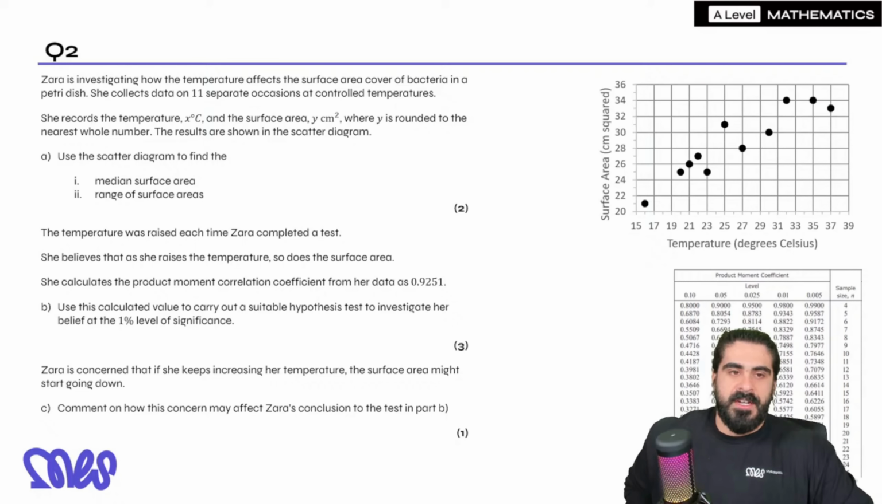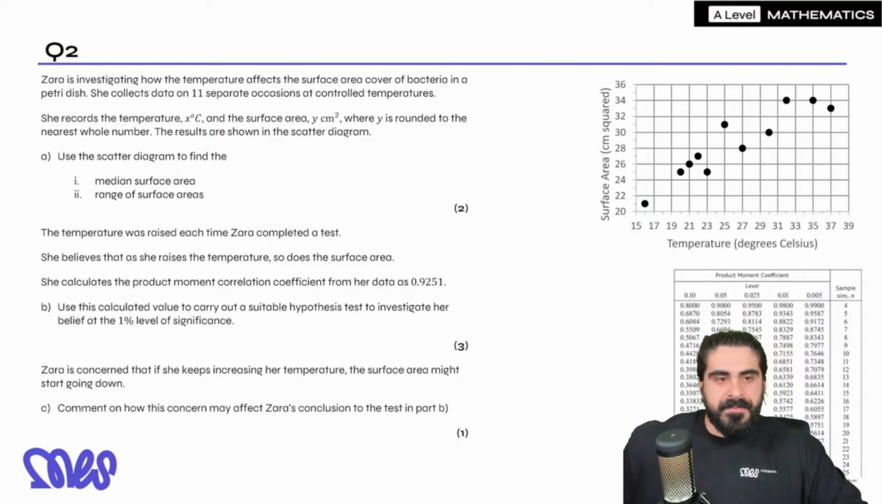Okay. All right. It says Zara is investigating how the temperature affects the surface area cover of bacteria in a Petri dish. She collects data on 11 separate occasions at controlled temperatures. She records the temperature, x degrees, and the surface area, y centimeters squared, where y is rounded to the nearest whole number. The results are shown in the scatter diagram. Use the scatter diagram to find the median surface area.